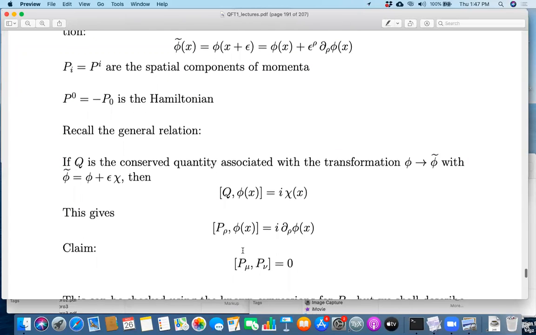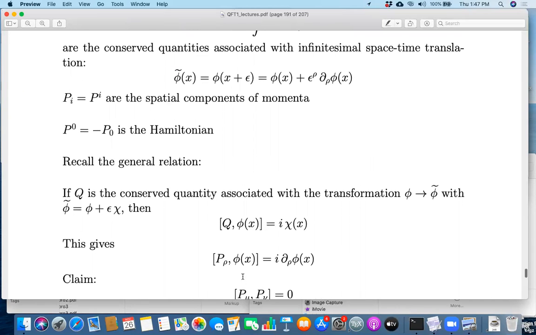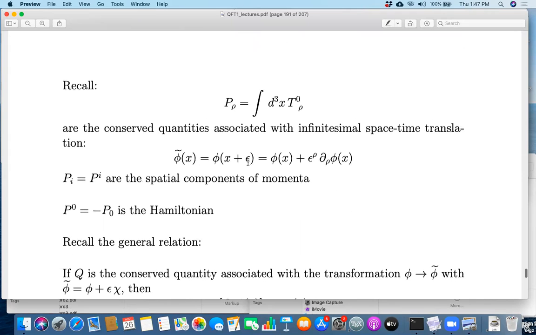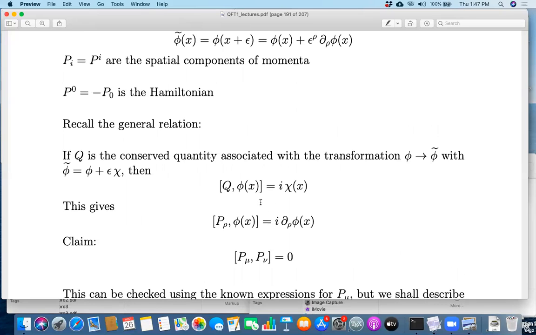So this in particular will give you that if you take P rho with phi, that should be equal to I times del rho of phi, because P rho is the conserved charge corresponding to this transformation. So we have this relation over here. P rho with phi is I times del rho of phi.